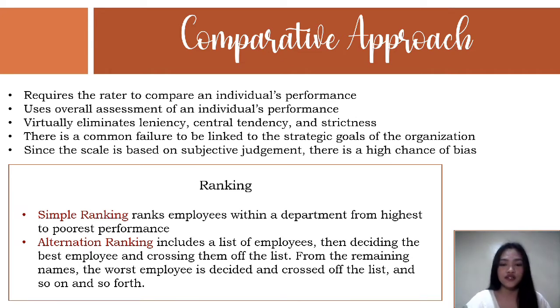While in alternation ranking, the rater has a list of all the employees, then he decides the best employee and crosses them off the list. From the remaining names, the worst employee is decided and crossed off the list, and so on and so forth.